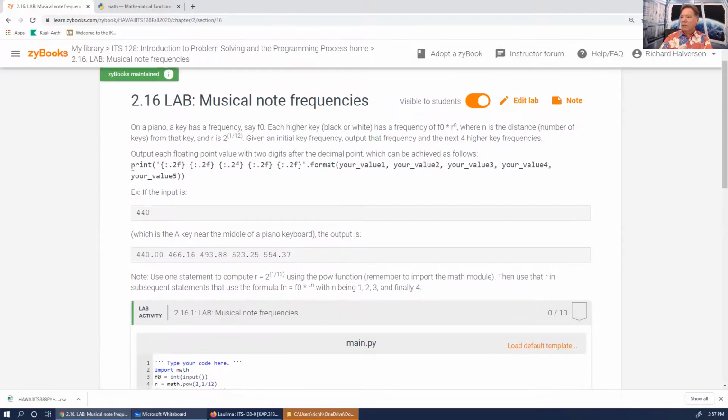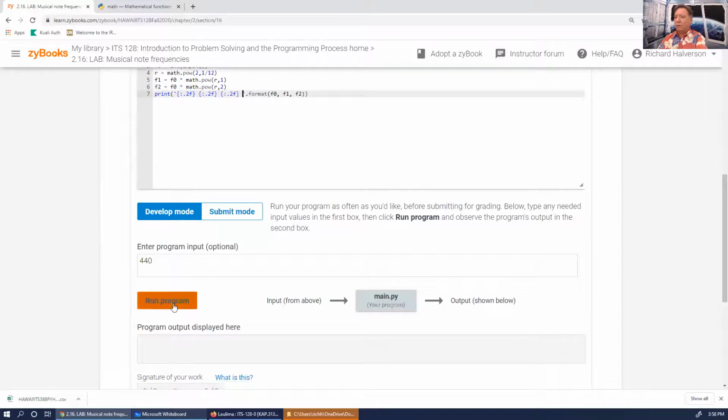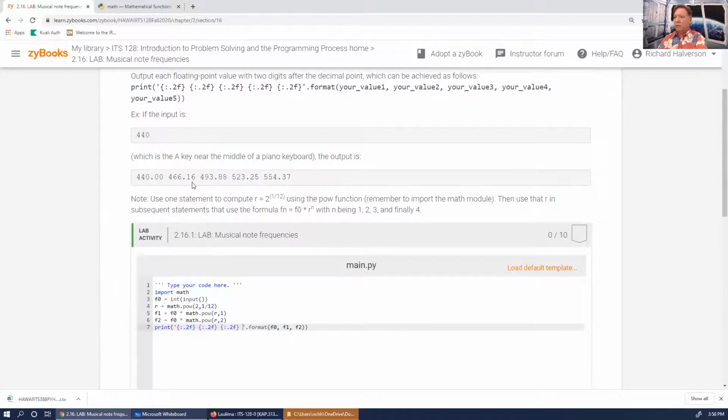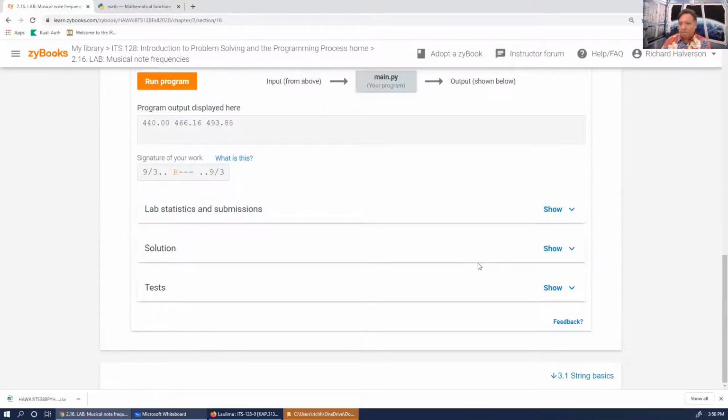So I'm going to see what this looks like when you print it. I'm going to call this F0, F1, and F2, and get rid of these. You have to do yours correctly. 1, 2, 3. Okay, I'm going to enter in 440 on the program. Okay, I got 466.16, 493.88. It looks pretty good. So you can carry on.